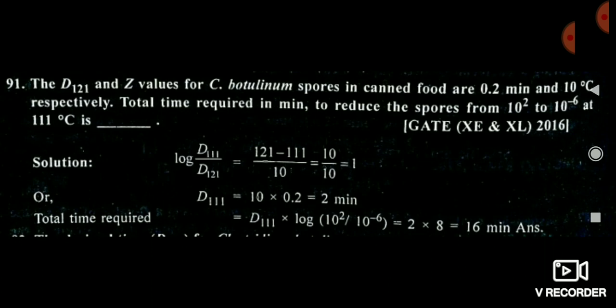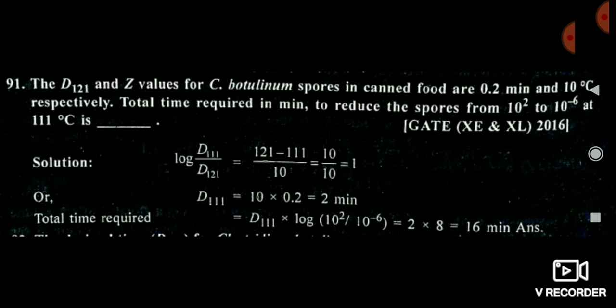Every decimal reduction time is unique, means it is unique at its unique temperature. You can't say that this D value is applicable at all the temperatures, means 100 degree, 120 degree, 150. This can't be possible. At a particular temperature, a particular D value is obtained. So here the initial temperature is 121 and the D value given at 121 is 0.2 and it is asking the processing time at 111 degree centigrade. So first thing you should calculate the D value at 111 degree centigrade.